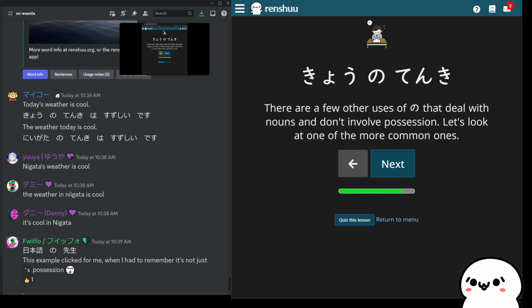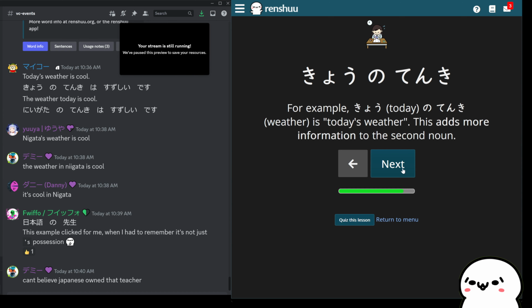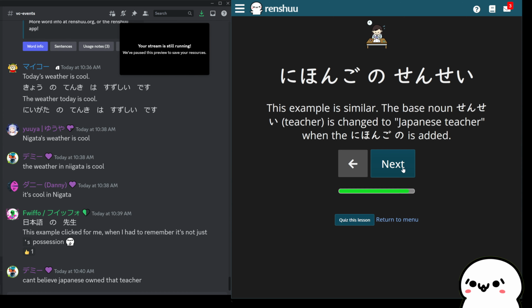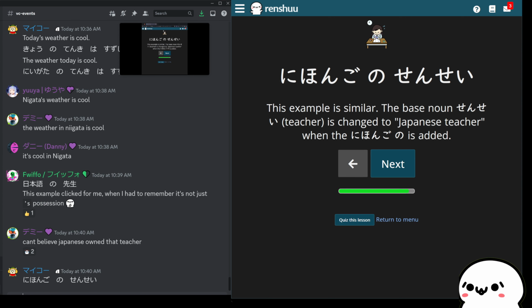And FIFO, unless you are looking at the lesson on another screen and you're cheating, then you amazingly typed out what's on the next panel. So again, take a look at what FIFO put or what's on the screen. I'm going to type it out one more time in hiragana. Nihongo no sensei.